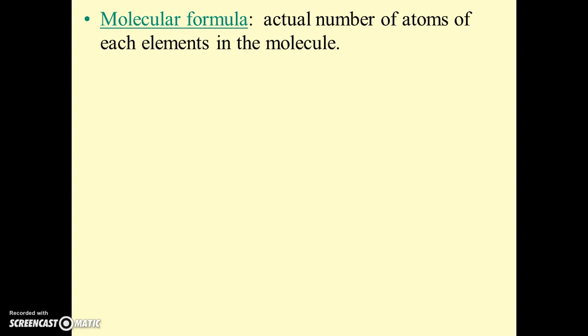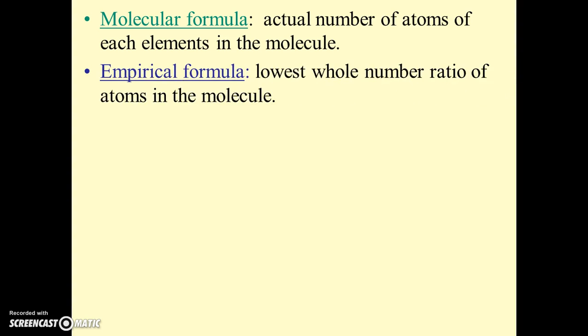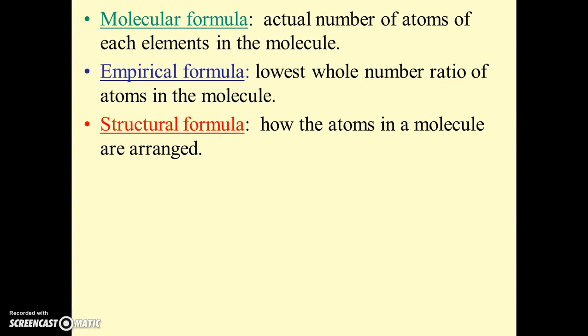Okay, so before we continue with carbohydrates, there's some vocabulary that you're going to need to understand before we go further. So molecular formula. This formula is going to tell us the actual number of atoms of each element in the molecule. Empirical formula, which is the lowest whole number ratio of atoms within that molecule. And the structural formula is how those atoms in a molecule are arranged.